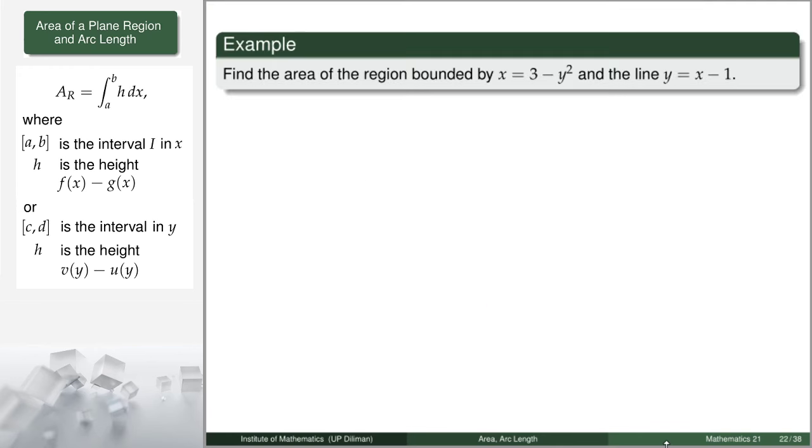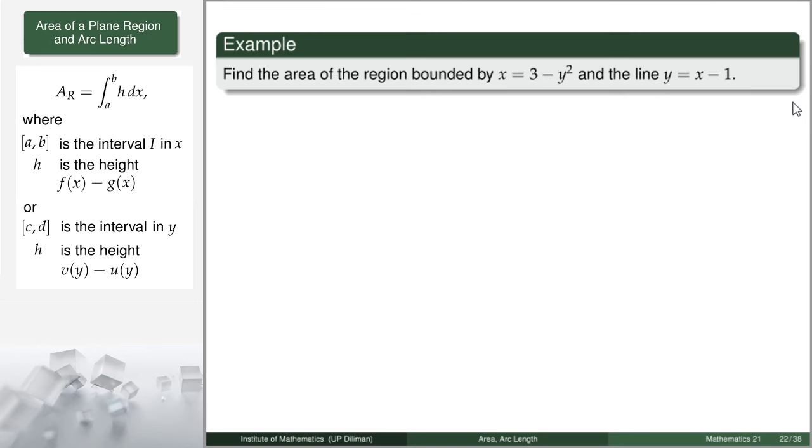Now let's have an example. I wish to find the area of the region bounded by x equal to 3 minus y squared and the line y equal to x minus 1. One thing to note here is that the x is isolated instead of the y. This is a good indicator that we are going to be using the y variable. I will explain more of that later on.